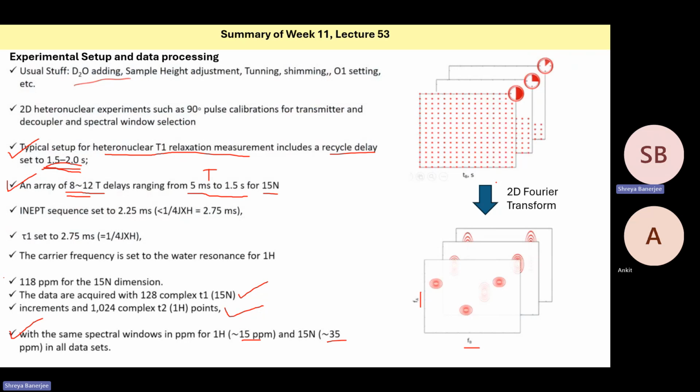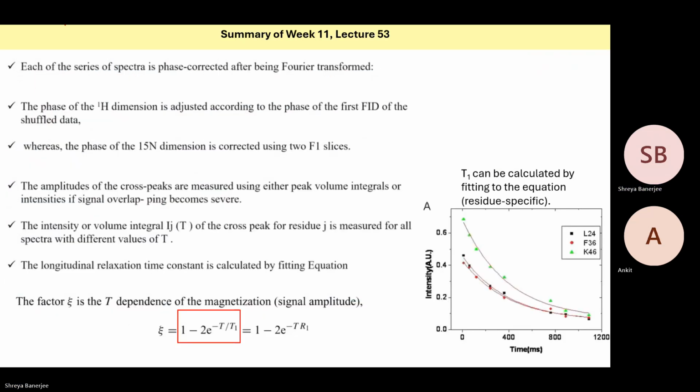2D Fourier transform is carried out on all the outputs to get this kind of a different 2D spectrum. Depending on your value of T that you have taken, you will get a different kind of 2D spectra. So you will have a set of 2D spectra. And I'll just go through it again.